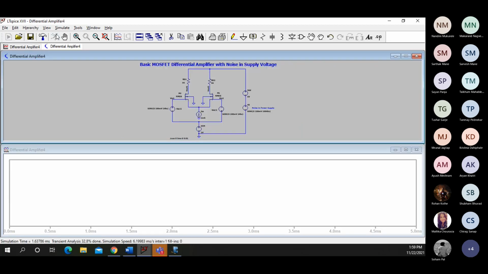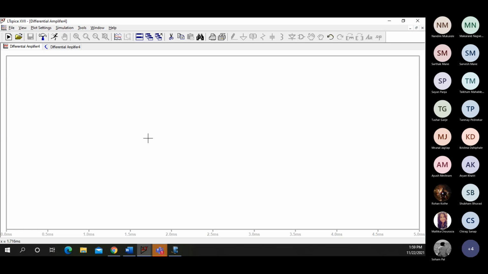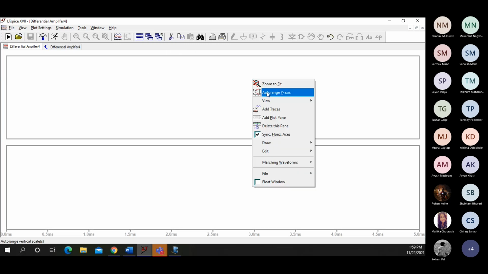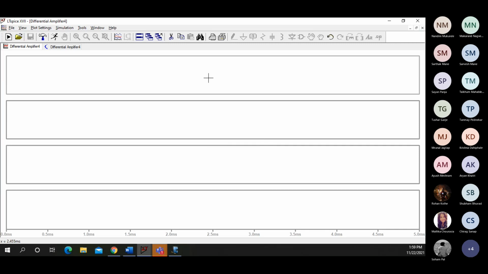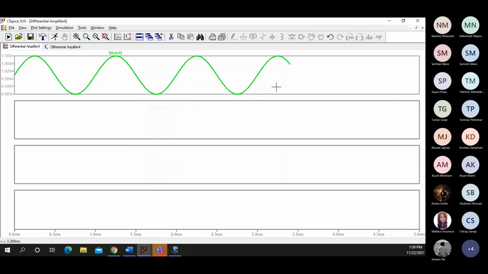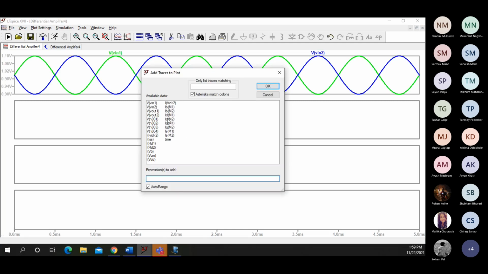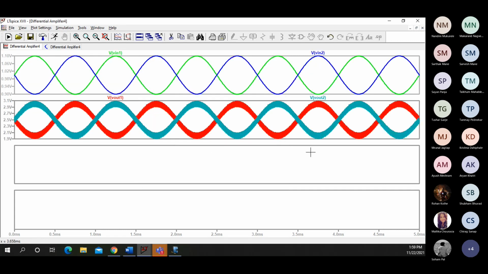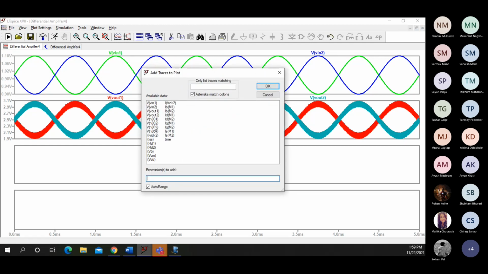Now I'm just running this. If you run this, I'm adding the 4 plots. First we add V in 1, V in 2, then we add V out 1, V out 2. Naturally, what is the formula for V out 1? VDD minus ID RD. So if VDD has noise, V out 1 and V out 2 will also have noise.